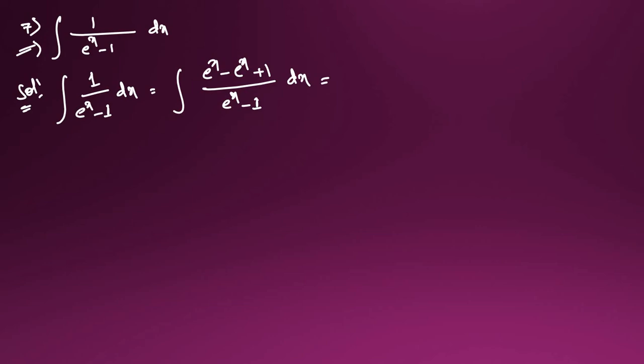After that I will take the minus common from these two terms. So here the integral of e power of x minus e power of x minus 1 will come, divided by e power of x minus 1.